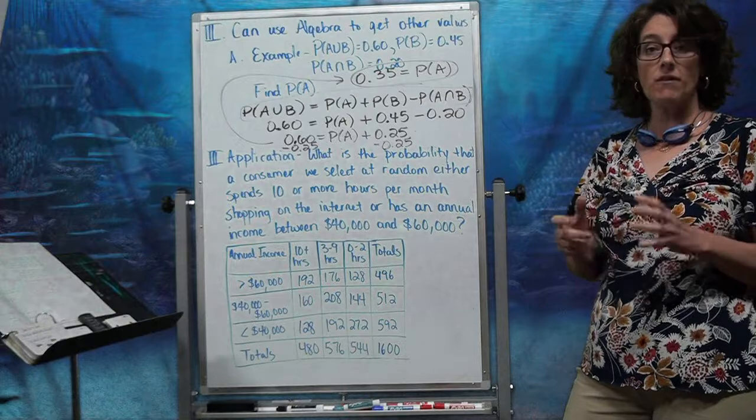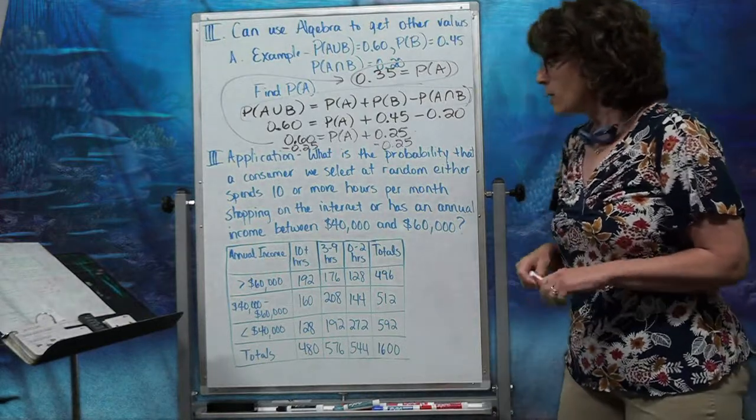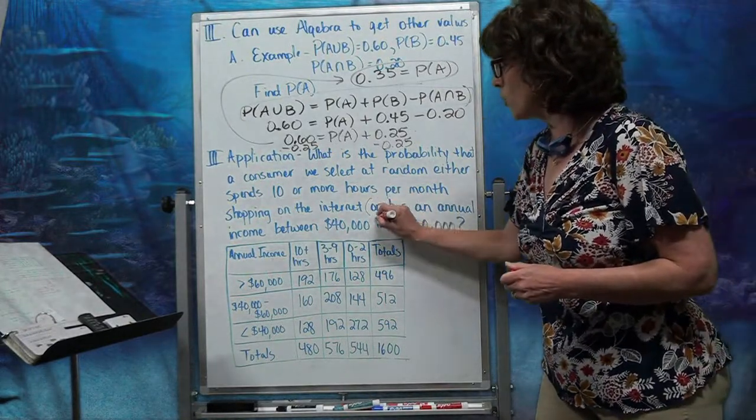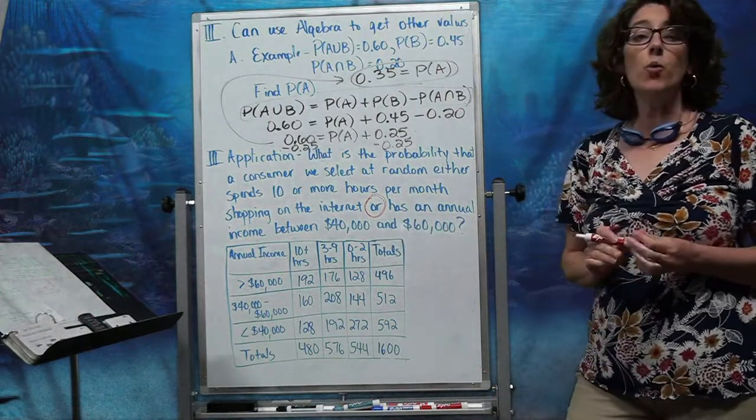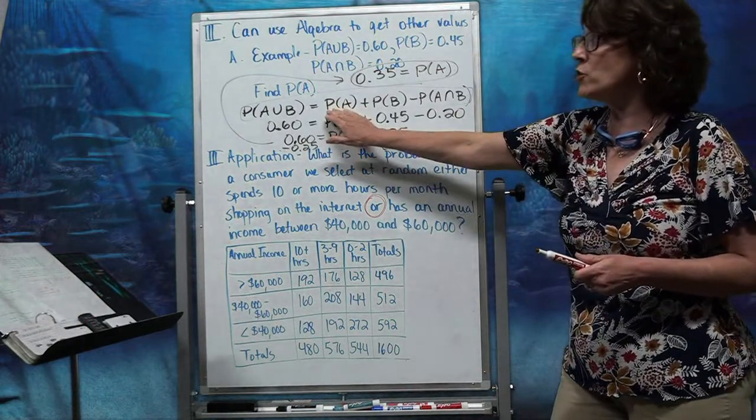We want the probability of that happening. Now remember, it's stated that this is an either-or situation. The idea of "or" tells me that it's this kind of union event.